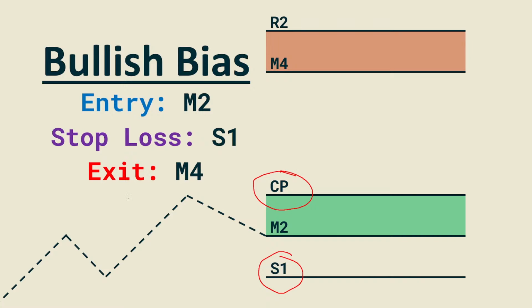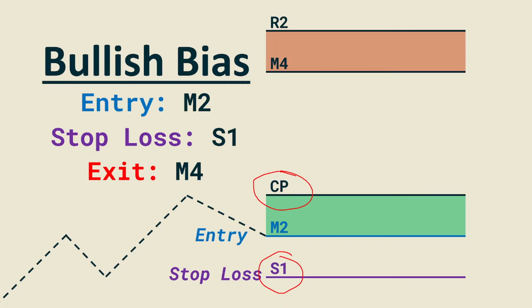There we go. All right. So now let's go on to the next step here, now that we've defined these midpoint pivots a little bit. Your entry for a bullish bias is the midpoint between the central pivot and S1, which we call M2. And traditionally you're going to be using your stop loss here at S1.